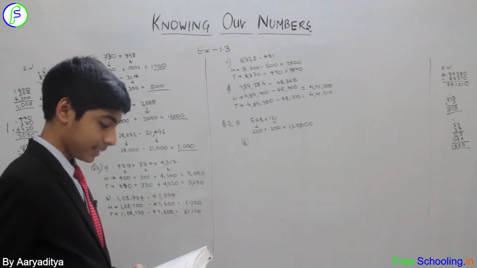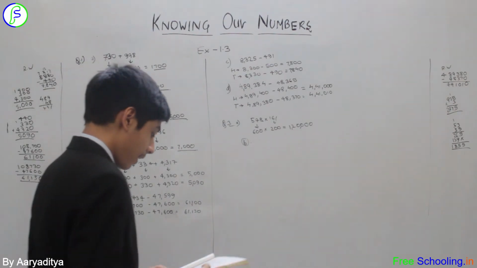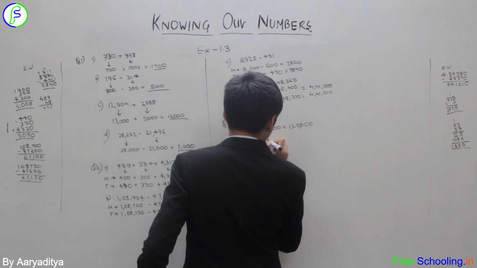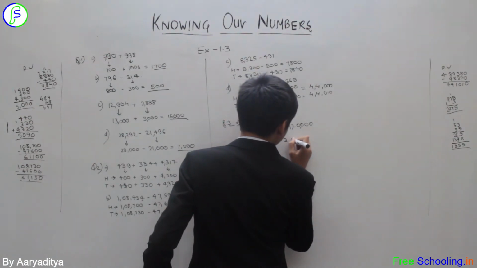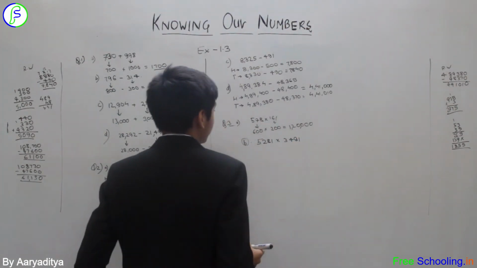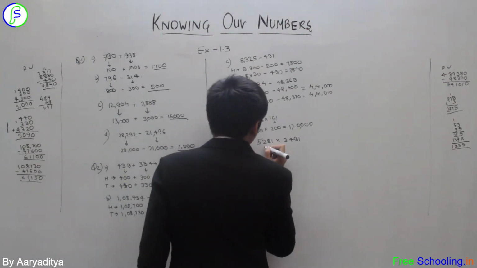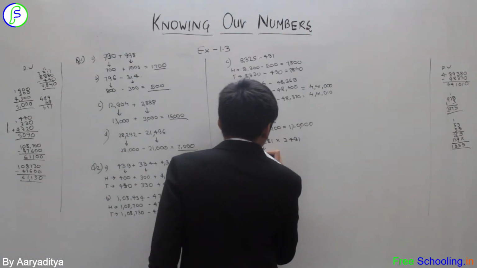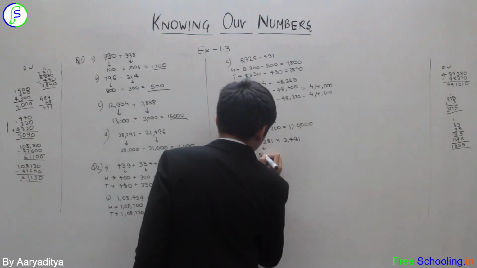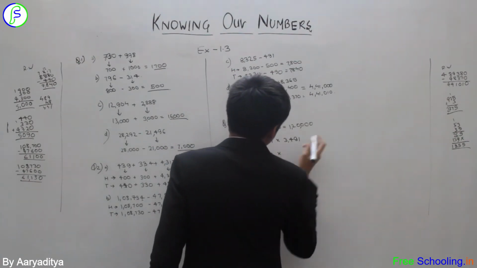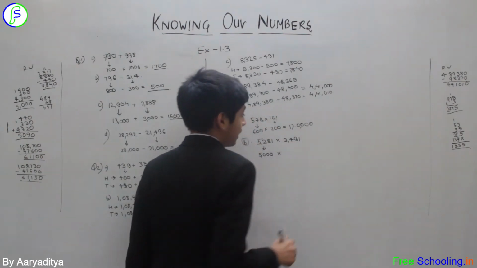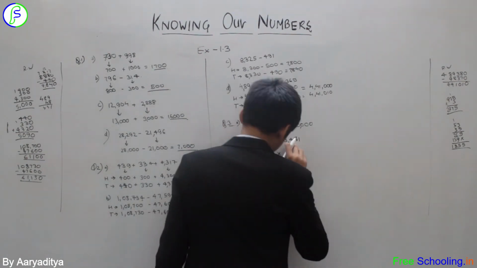So what does B part say? It says 5281 into 3491. Okay, so 5281 into 3491. Very easy question. First let us round off this one. What will we be getting? Rounding off to the nearest 1,000, inserting the commas, it would become 5,000. But we can't do that right here because it is nearly 500. We just need to add 9 to it and it would become 500.